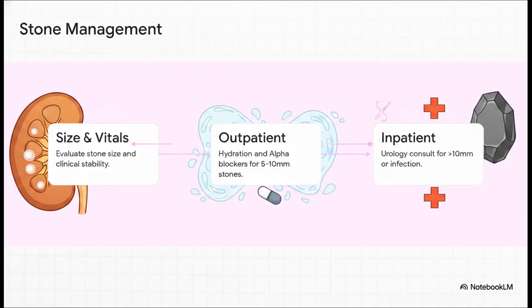Management entirely hinges on the stone's size and the patient's clinical stability. For tiny stones under 5 millimeters, conservative management, just hydration and pain control, is totally fine. If the stone is between 5 and 10 millimeters, you want to initiate medical expulsive therapy using an alpha blocker. But if that stone is larger than 10 millimeters, if the pain is intractable, or if you see any signs of infection combined with obstruction, you admit the patient and get urology on the phone immediately for urgent decompression.